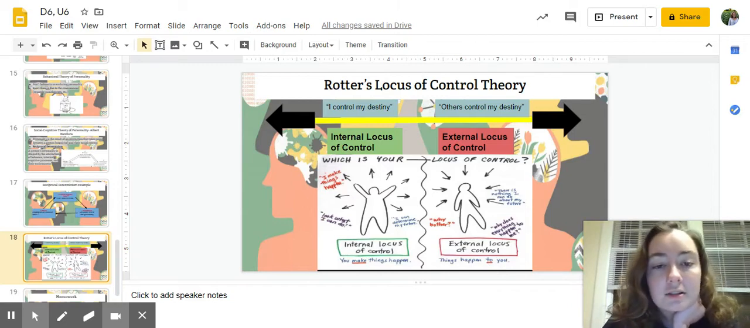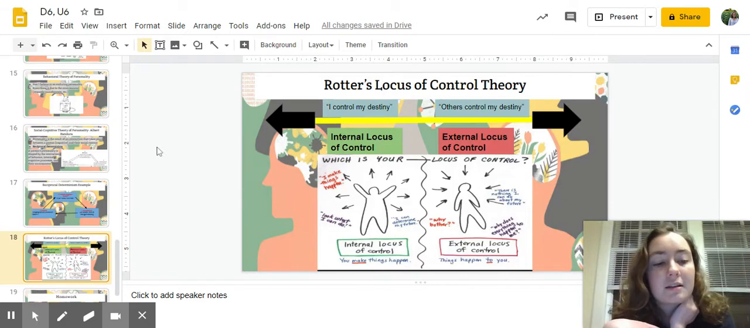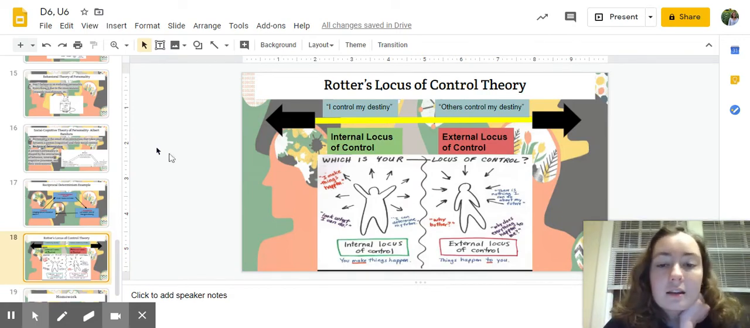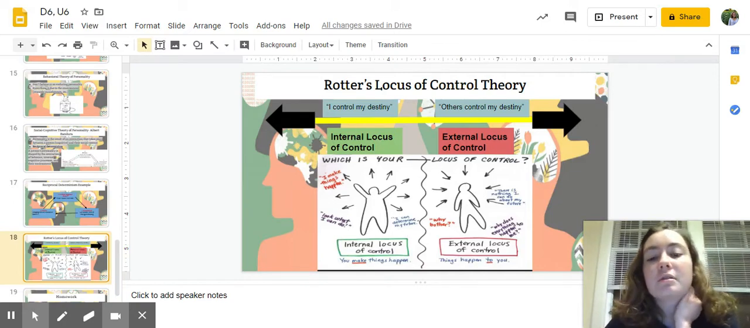So Rotter's locus of control theory says that there's kind of two personalities when it comes to how you cognitively view your destiny and the amount of control that you have in your life. So he says that there's people with internal and external locuses of control.